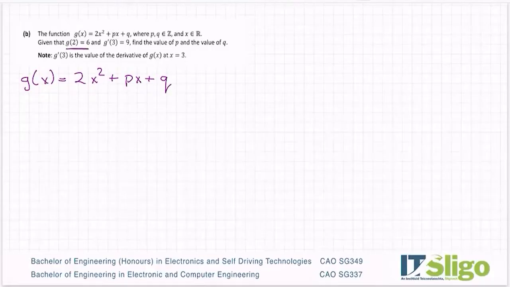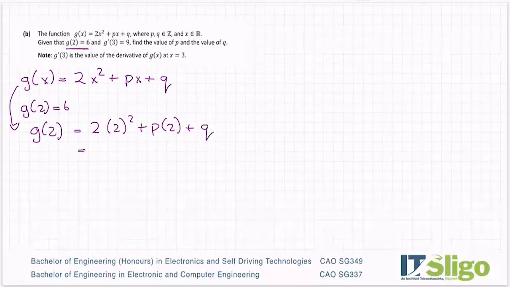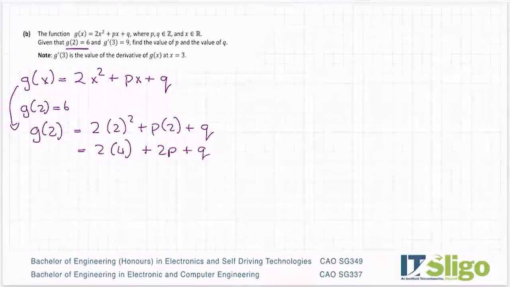They told us that g of 2 was equal to 6. So let's find g of 2. x is being replaced with 2 here, so you have to replace it with 2 all the way along. And just remember BOMDAS, so I have to do this bit first. So 2 squared is 4, plus 2p, plus q. 2 fours are 8 plus 2p plus q.